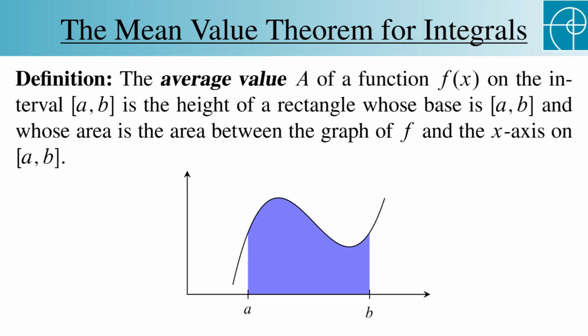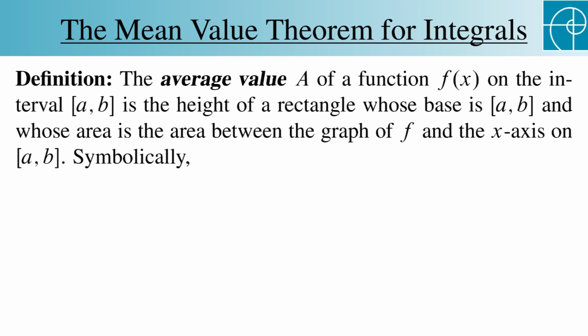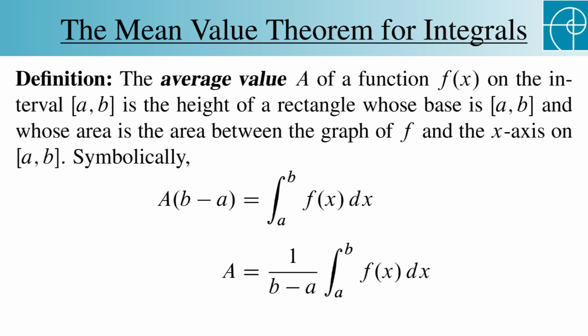The average value A of f of x on the interval from a to b is the height of a rectangle whose base is the interval from a to b and whose area is the area between f and the x-axis on the interval from a to b. In other words, capital A times b minus a equals the integral from a to b of f of x dx. So the average capital A is 1 over b minus a, 1 over the length of the interval, times the integral from a to b of f of x dx.